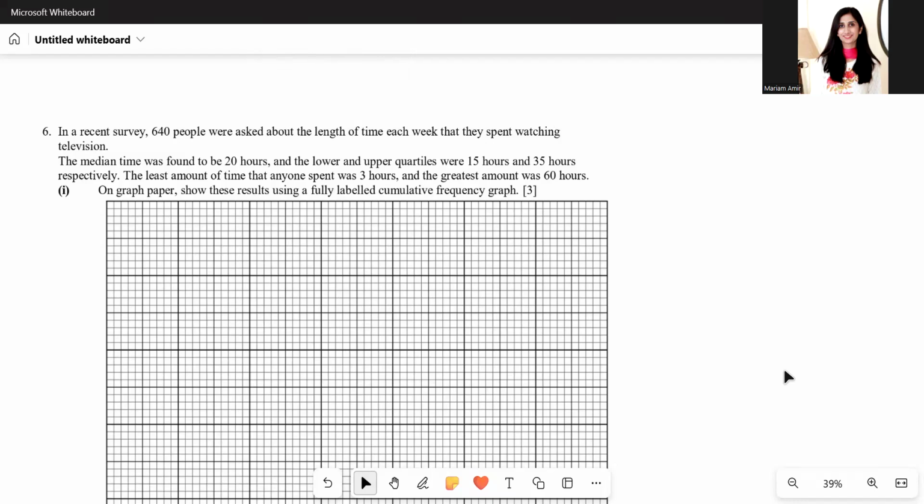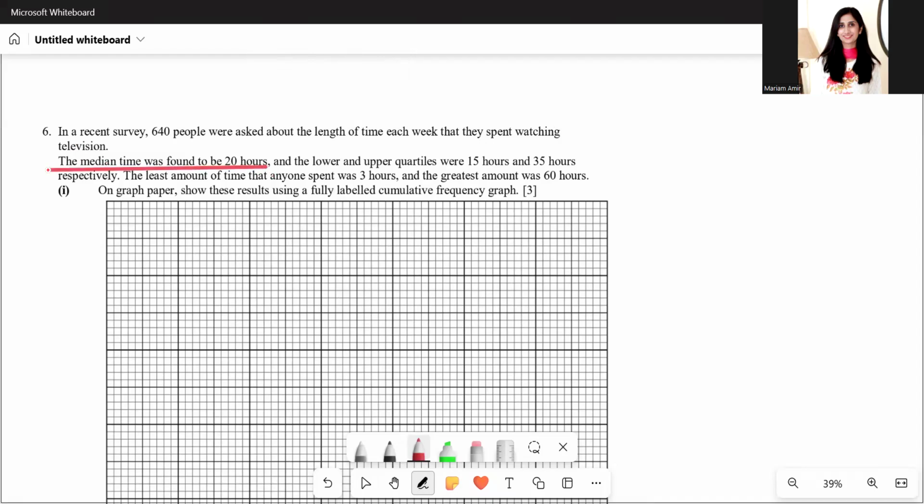In a recent survey, 640 people were asked about the length of time each week that they spent watching television. The median time was found to be 20 hours. Okay. This will give us a coordinate to be plotted on the cumulative frequency. Median is when we find 50% of this, that would be 320. So the coordinate that we're getting here is 20, comma 320. That's the first point.